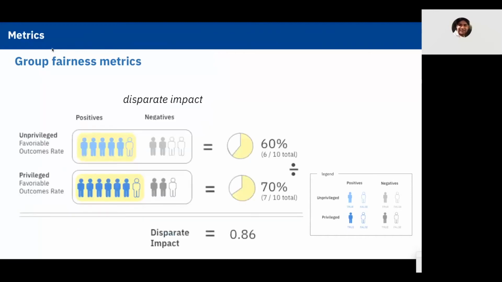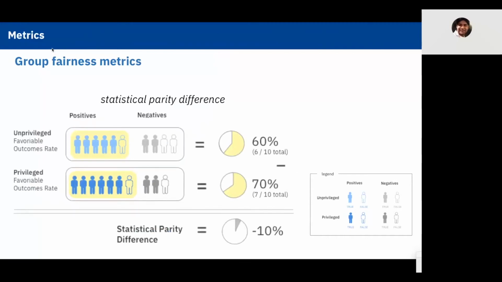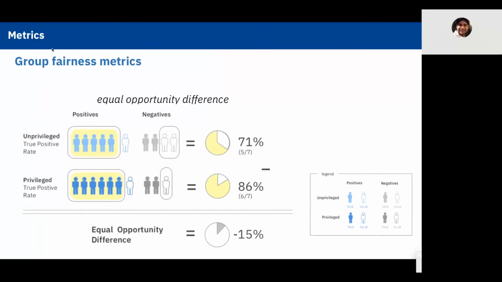So there are different algorithms, as I mentioned. Something like disparate impact, which is essentially, you take the unprivileged group and the privileged group, the favorable outcomes they are getting, and you divide. That's when you get that ratio. If you subtract these two different things, that's what is called statistical parity difference.